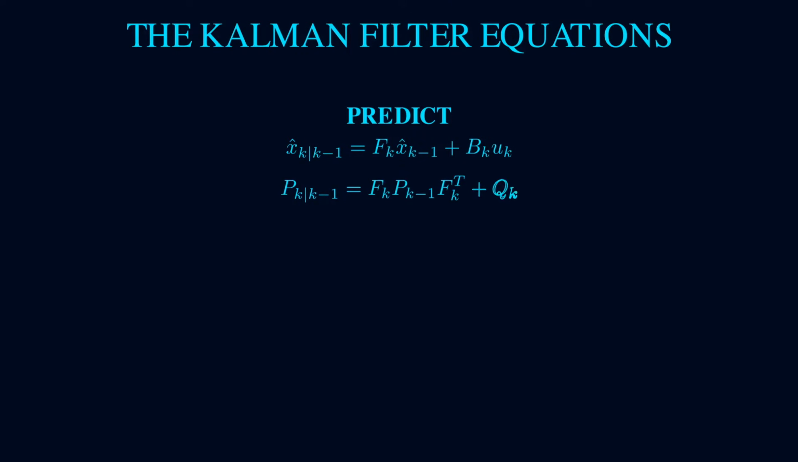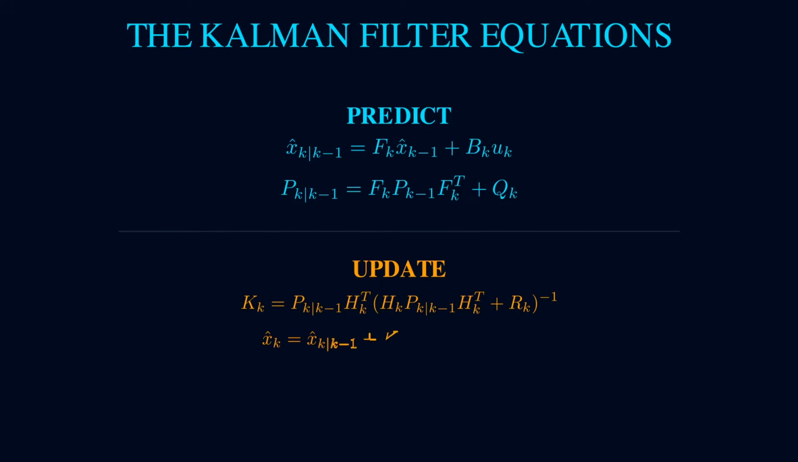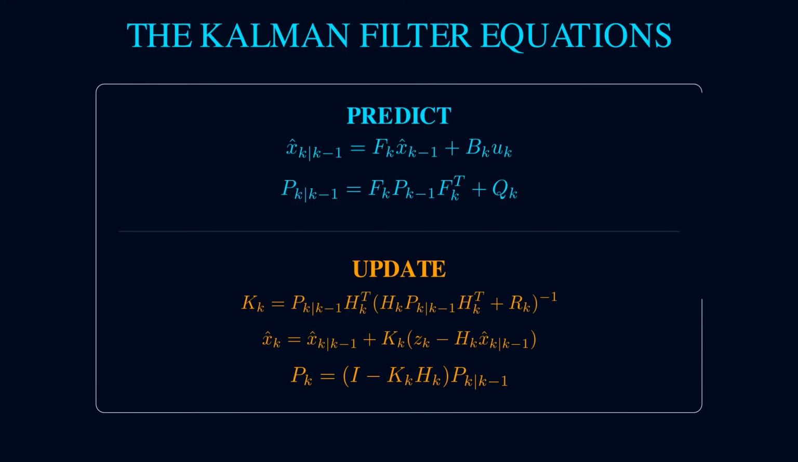Here are the complete Kalman filter equations, all in one place. The predict phase has two equations, one for the state and one for the covariance. The update phase has three: the Kalman gain calculation, the state update, and the covariance update. These 5 equations are everything you need. They are elegant, recursive, and computationally efficient. This compact set of equations has been solving estimation problems for over 60 years.